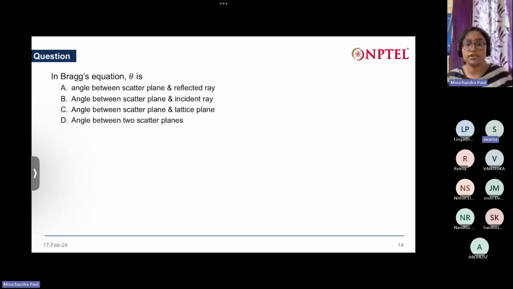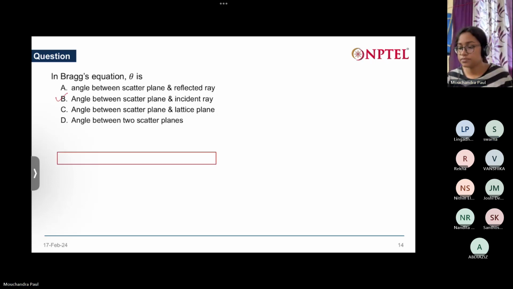Yes, someone has unmuted themselves. Would you like to answer? Option B, ma'am. Yes, you're correct. So option B is correct. Theta here signifies the angle between the incident ray and the scatter plane. Here the scatter plane is basically our sample, in powder form.